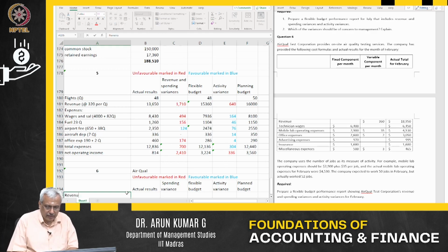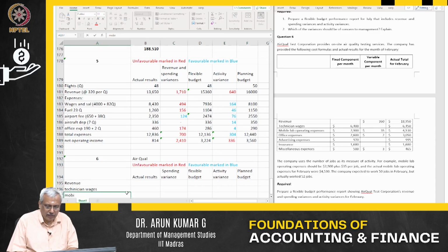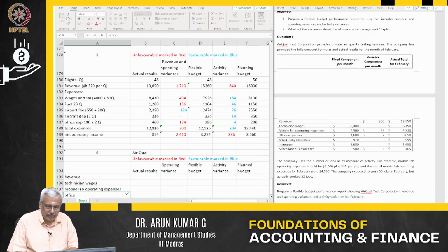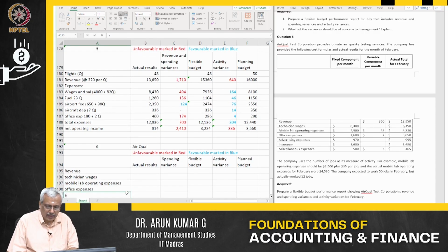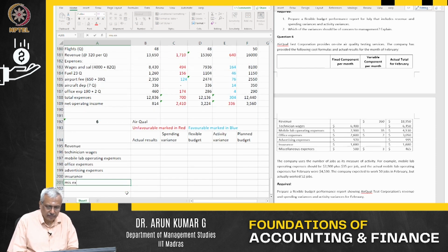I'll write down all the aspects here: revenue, technician wages, mobile lab operating expenses, office expenses, advertising expenses, insurance, and miscellaneous. I will also enter the actual results of all of these, that is 18,950, 6,450, 4,530, 3,050, 995.